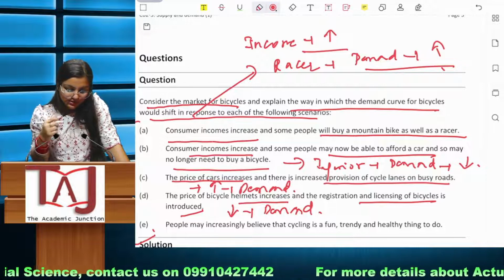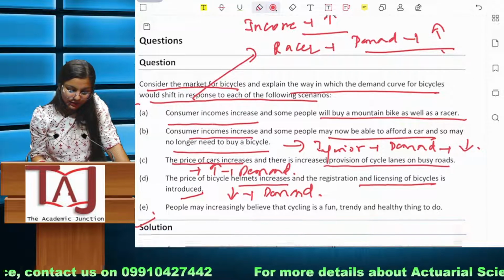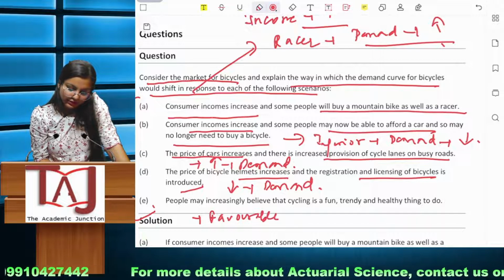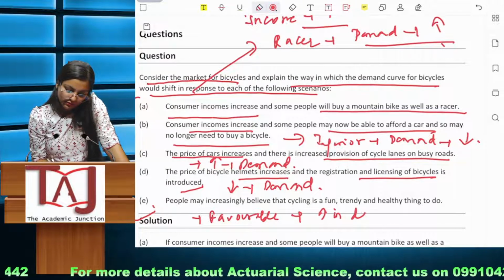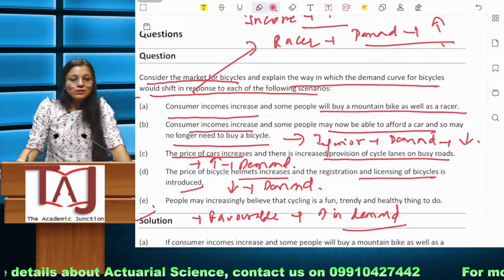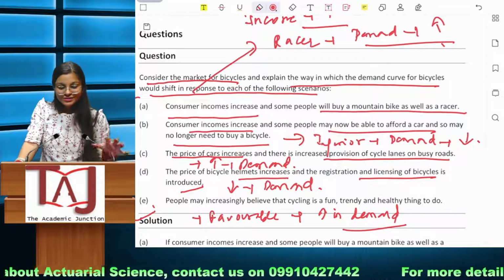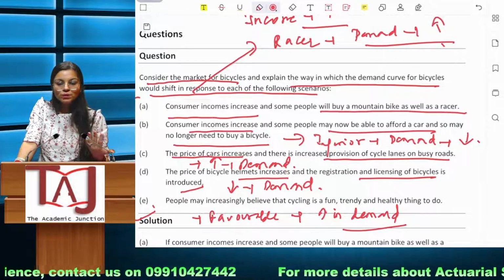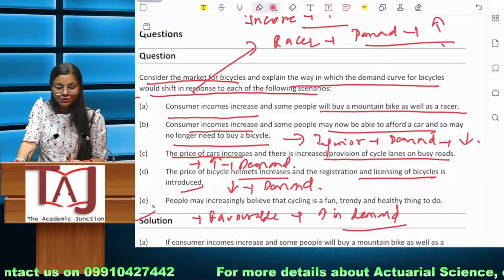People may believe that cycling is a fun trend and healthy thing to do. Favorable preferences towards cycling leads to increase in demand. This is something which you can get in exam style questions as well. So is this clear to everyone? Different situations asking you to comment on the impact on demand curve.